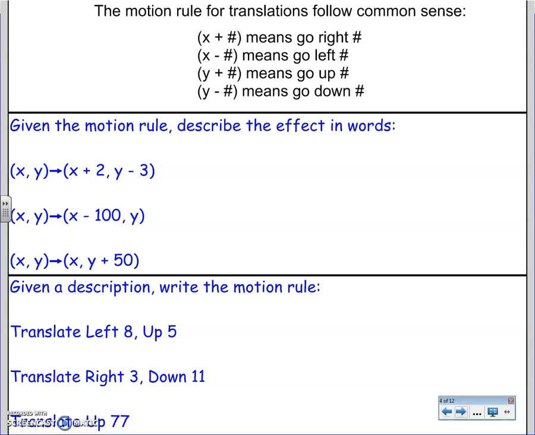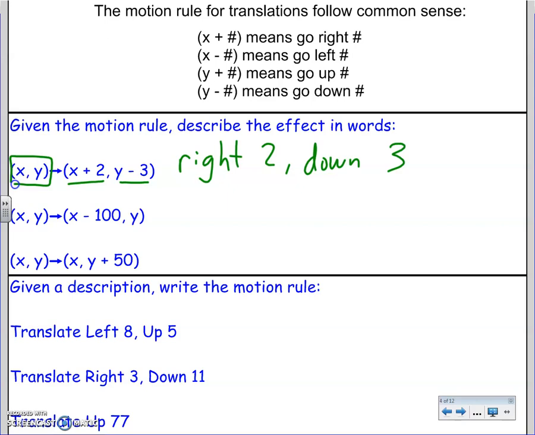So here's some things you should be able to do. It says, given the motion rule, describe the effect in words. So given the original point x comma y, you're going to add 2 to the x, minus 3 from y. If you add 2 to x, that means you're going right 2. And then if you're doing y minus 3, you're going down 3. And this is a translation.